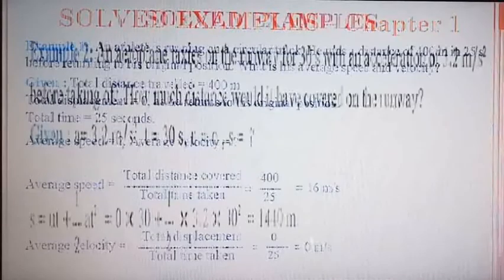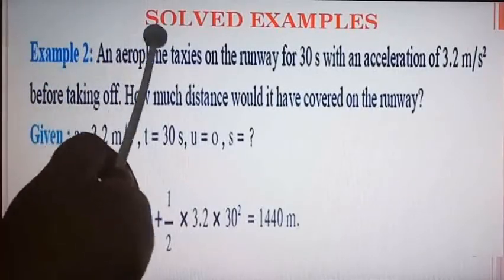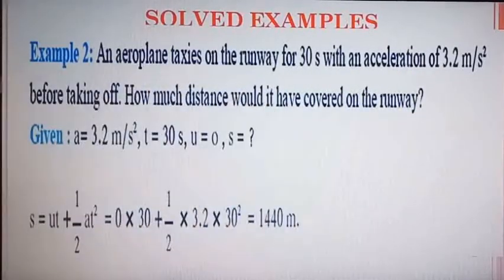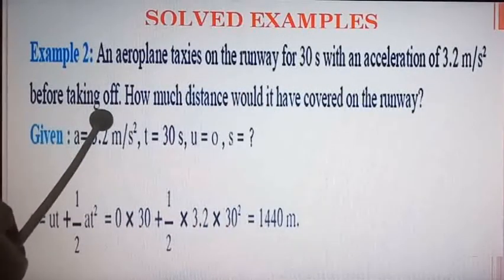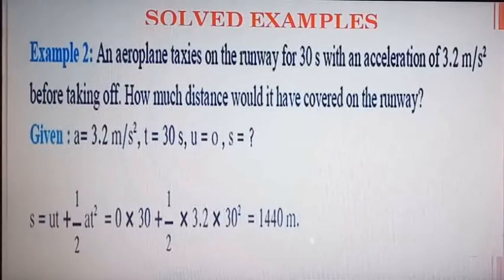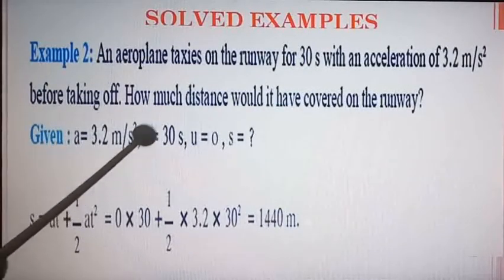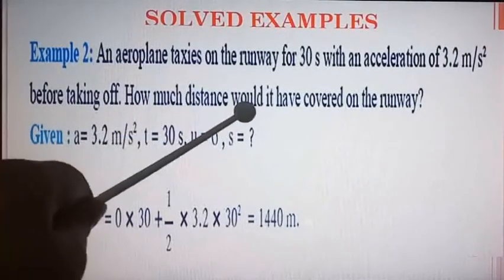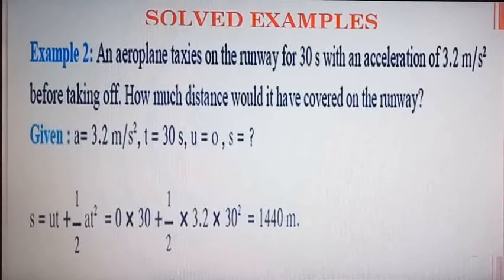Next solved example on the same page. An aeroplane taxis on the runway for 30 seconds with an acceleration of 3.2 meters per second square before taking off. How much distance would it have covered on the runway? What is acceleration? 3.2 meter per second square. Time is 30 seconds. Initial velocity is 0. How much distance? So you have to find displacement. Make use of Newton's equations of motion. s is equal to ut plus half at square.